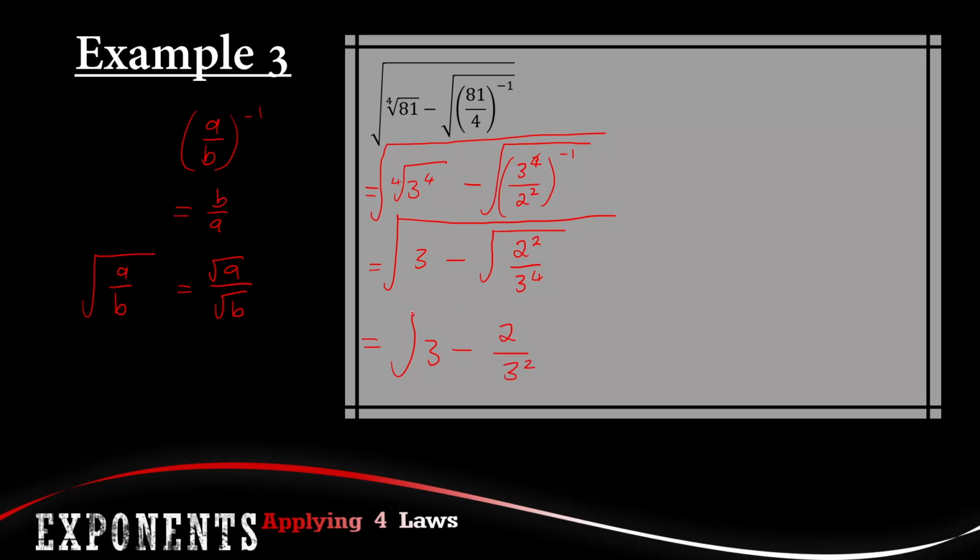Okay, now we need to apply some fraction rules in order to subtract this. If I put this over 1, this denominator is 9. So in order to subtract these, I have to change this to a 9. So multiply top and bottom by 9 so that I can subtract the fractions. This will then be 27 over 9 minus 2 over 9, and that becomes 25 over 9, which then becomes 5 over 3.